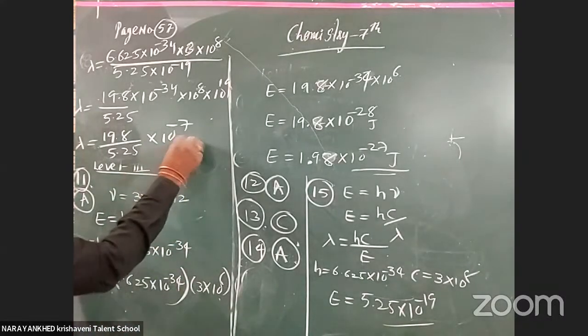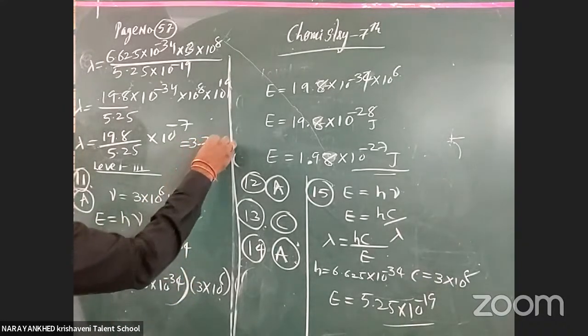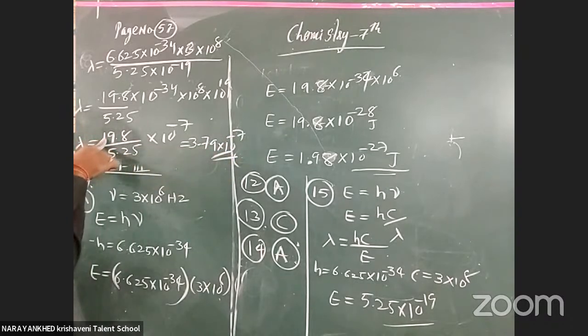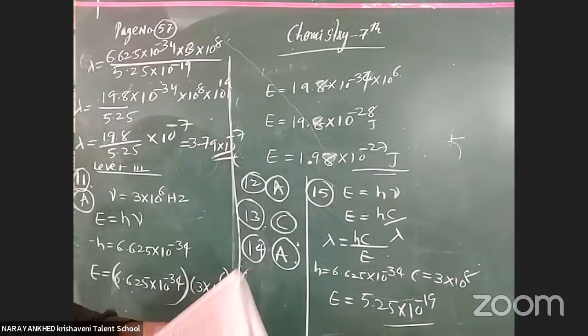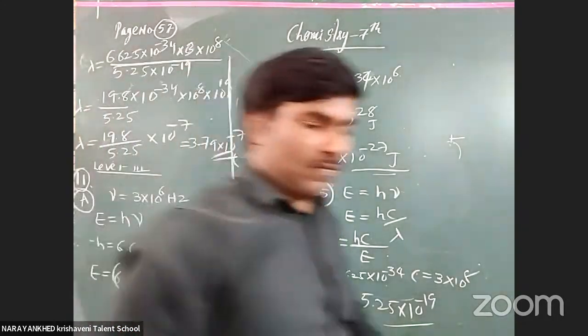Yes, it becomes 3.79 into 10 to the power of minus 7. Why? Because 5 4s are 20, nearby it. That is why it is 3.79 into 10 to the power of minus 7. The answer for the 15th one is D. Please note down all these answers.